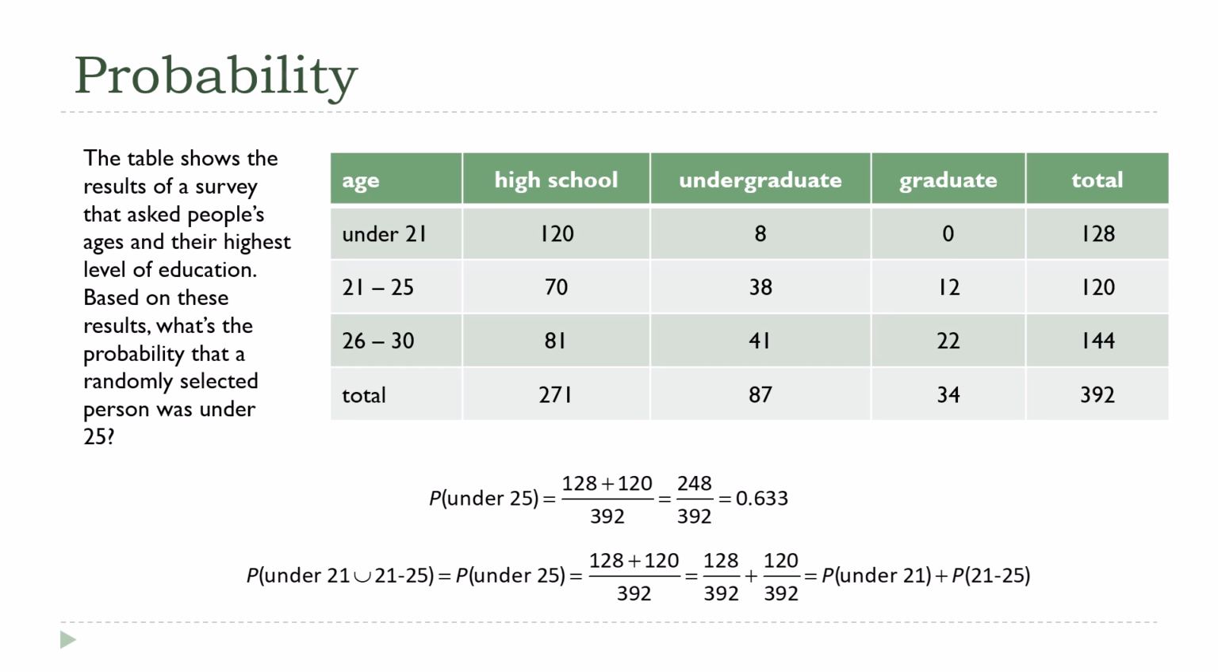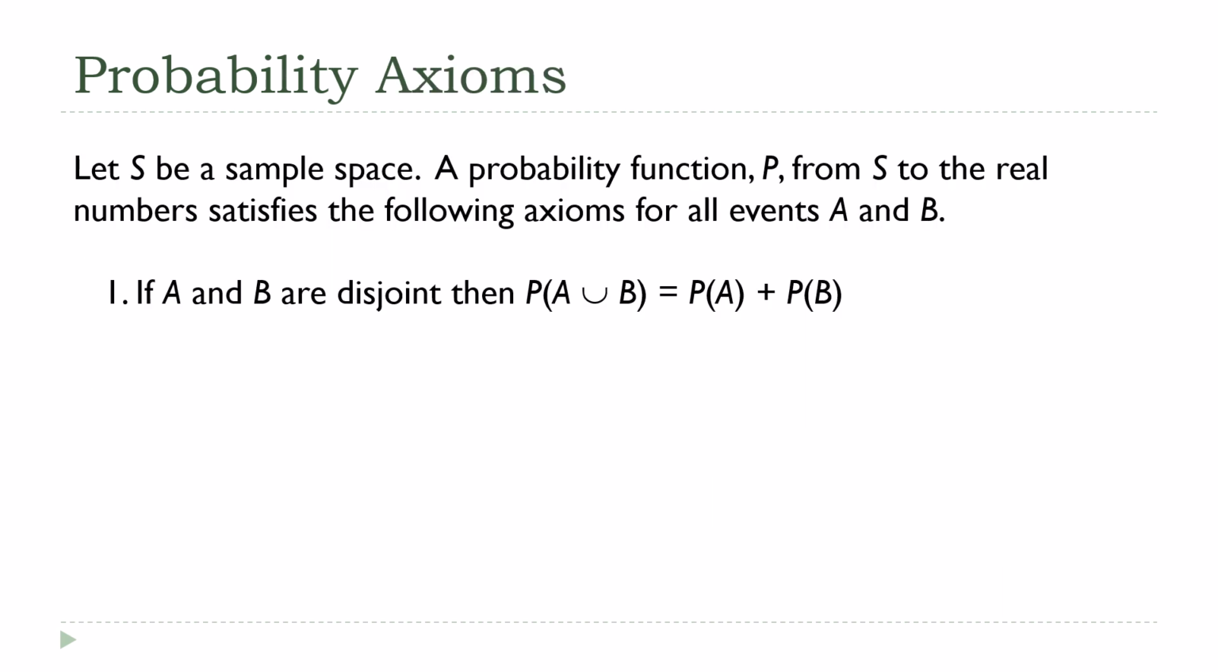So I want you to compare the first side of the equation to the end of the equation. The probability of under 21 or 21 to 25 is equal to the sum of the individual probabilities. And that brings us to our first property. We're going to assume that we're working from some sample space and we have a probability function, P, from our sample space to the real numbers. All this probability function is, is a function that takes an event and gives us the probability of the event.